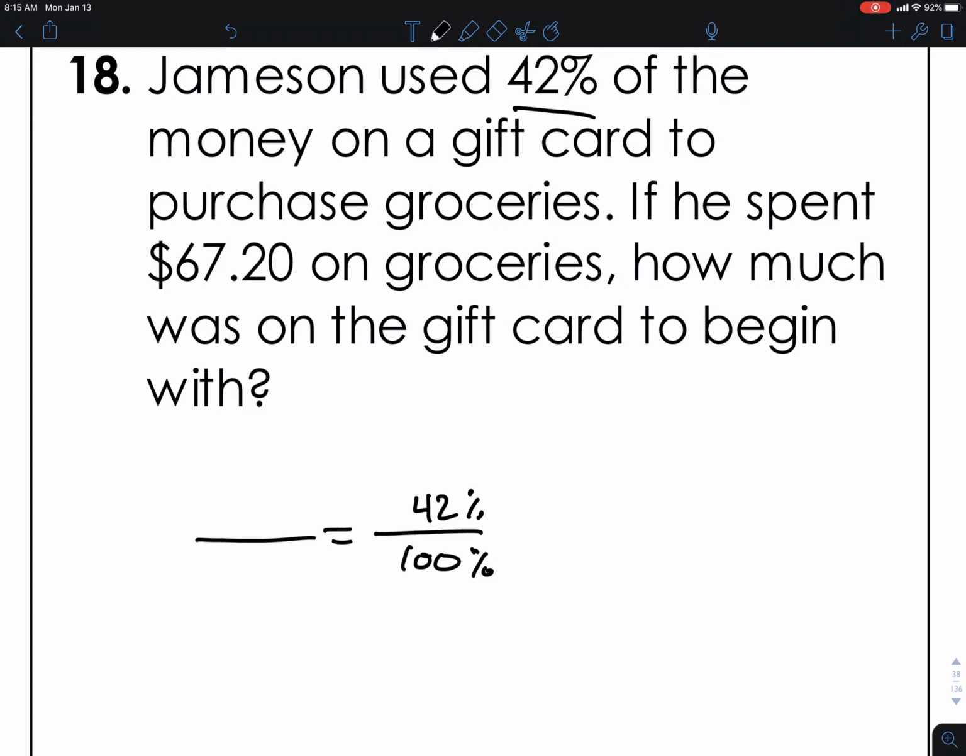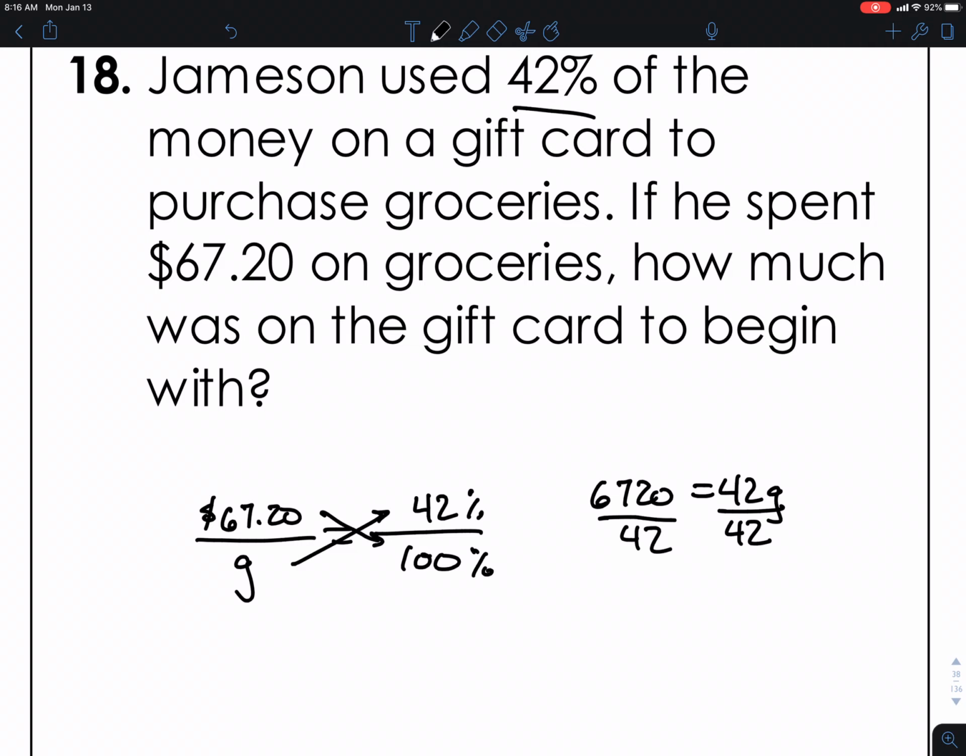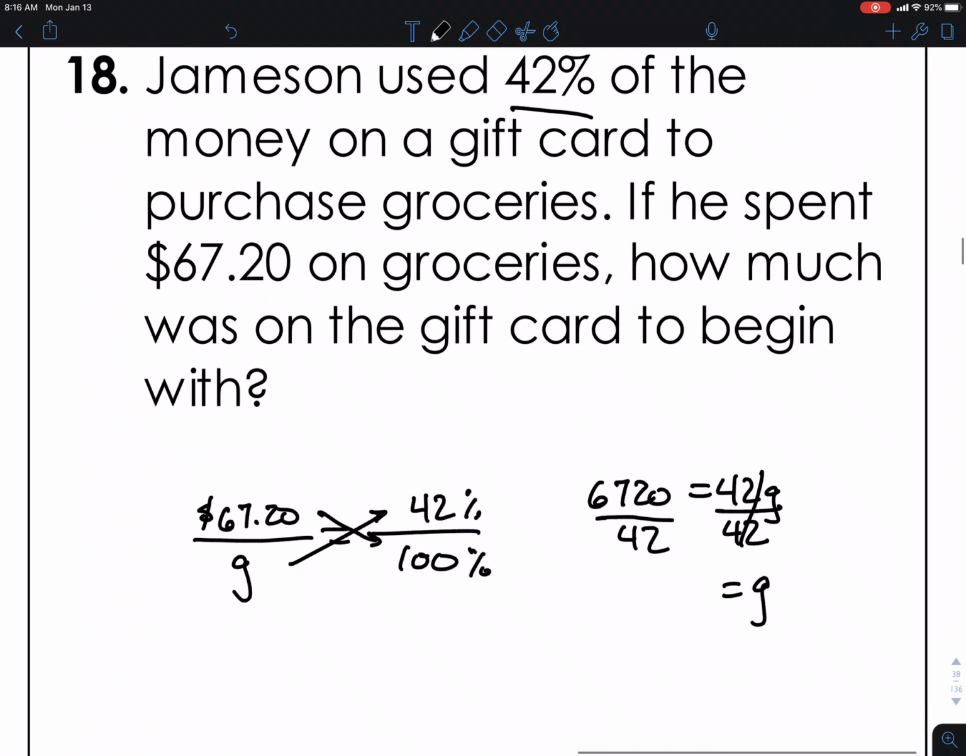If he spent $67.20, how much was on the gift card to begin with? Okay, well, they're telling us he only spent 42%, so this is the part. That's the part. We're looking for the whole here. I'm going to put a G for gift card. How about that? Because we don't know what originally the whole amount was. So let's cross multiply. $67.20 times 100 gives me 6,720. G times 42 gives me 42G. Divide by 42 on both sides. That goes away. And the original amount, $160.